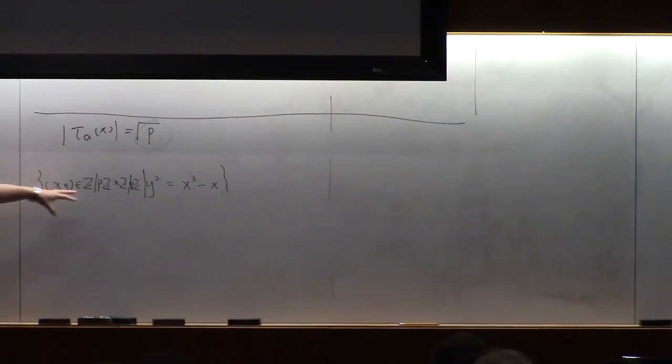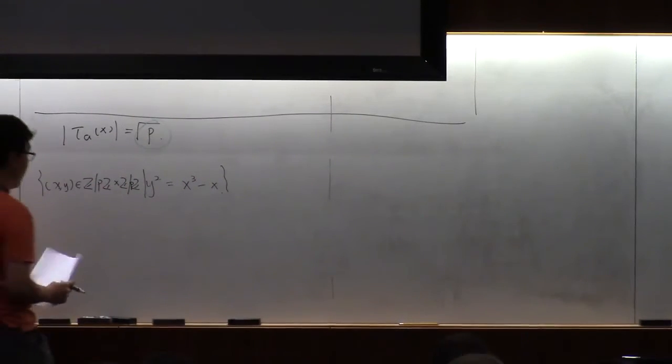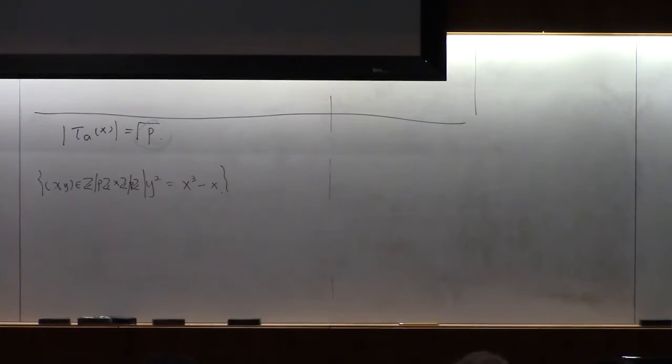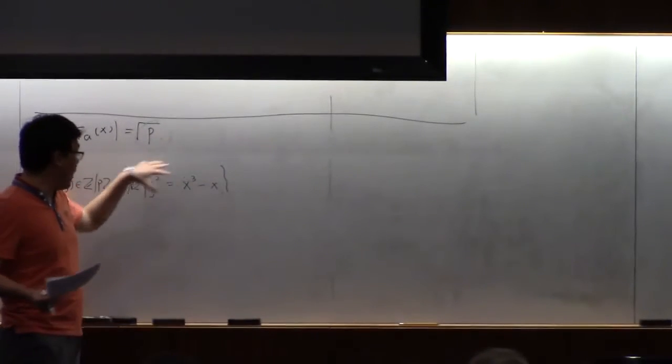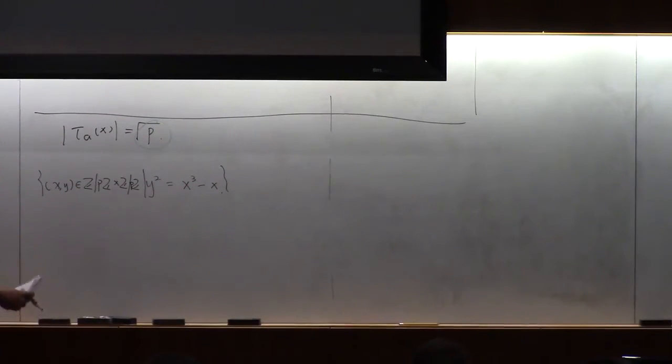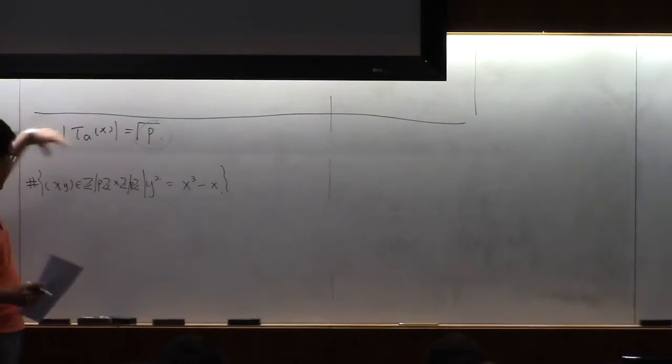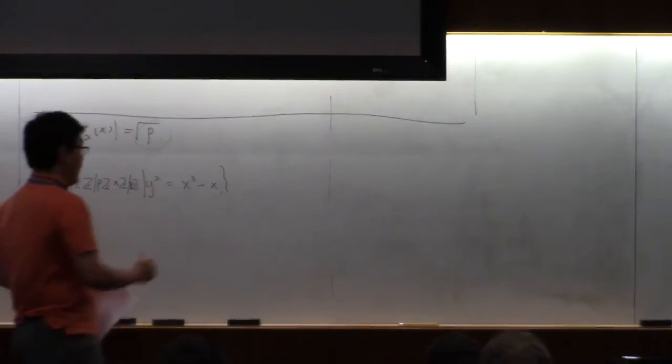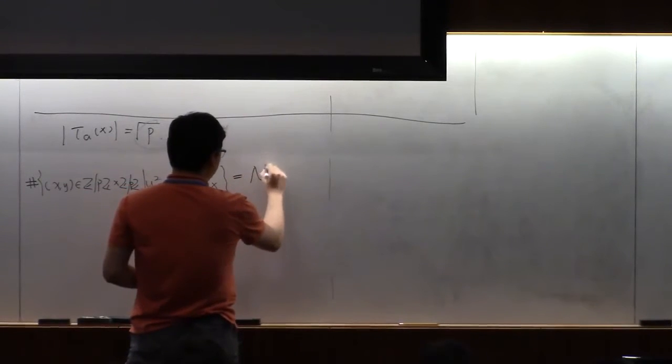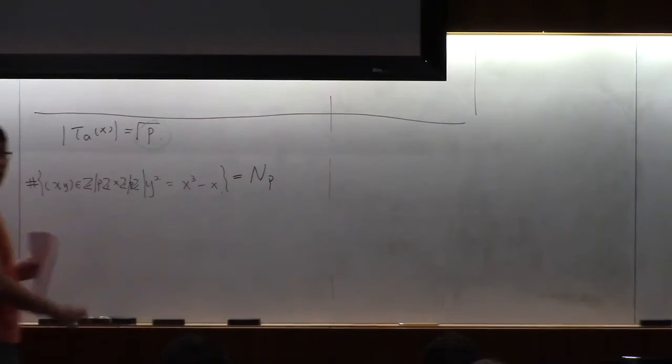I consider the solutions inside the field Z mod pZ. Or in other words, I consider the solutions if I mod out this equation by the prime p. And this is a finite set. So I can talk about the cardinality of this set. I denote it by Mp. And Gauss computed this number.